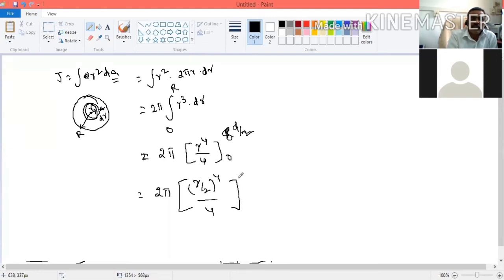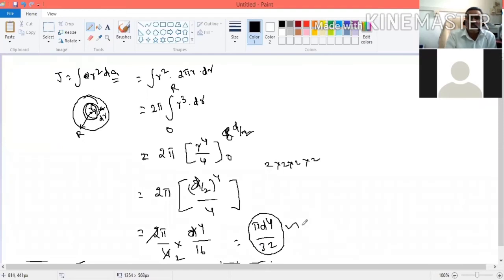Already if we substitute 0, it will be 0. Then what is the equation? 2 pi divided by 4 multiplied by r power 4. 2 power 4, how much is it? 4, 8, 16. It is 16. So if you cancel this, it will be 2. This is d, so d by 2. So now the equation is pi d power 4 by 32. So this is polar moment of inertia. Equation is this.